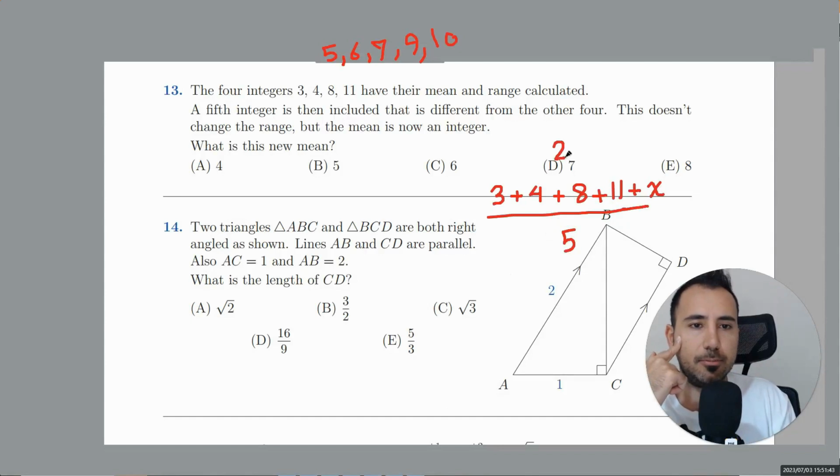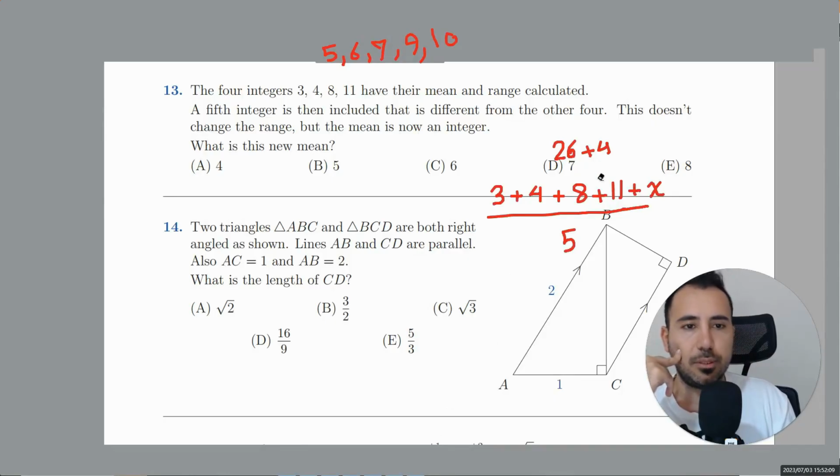It was 26. If x is 4, then it would be divisible because 26 plus 4 is 30, divided by 5 is 6. So it's good, but we already have 4. So it's not going to be like this. It needs to be a number that is different from these 4.